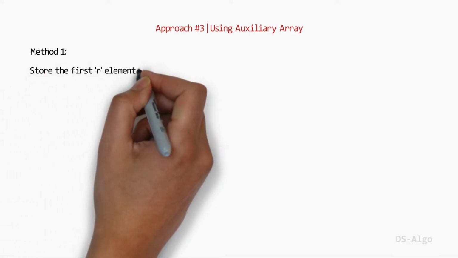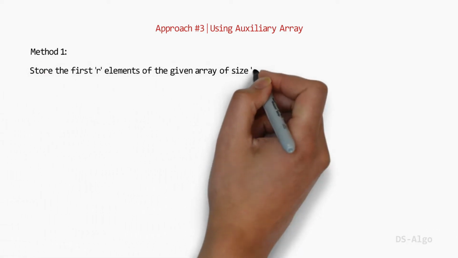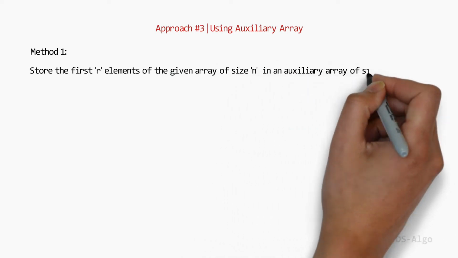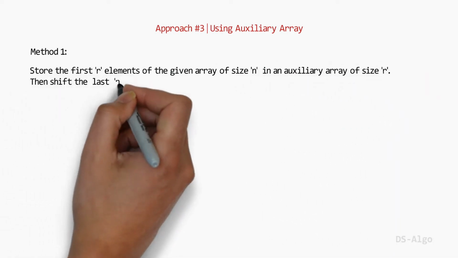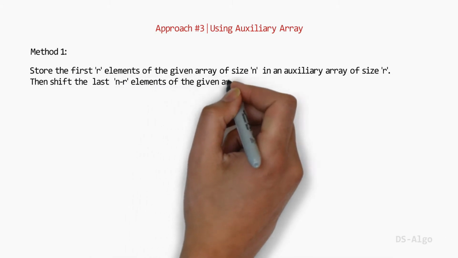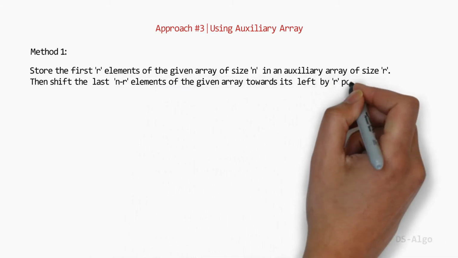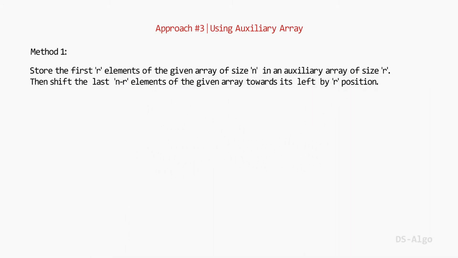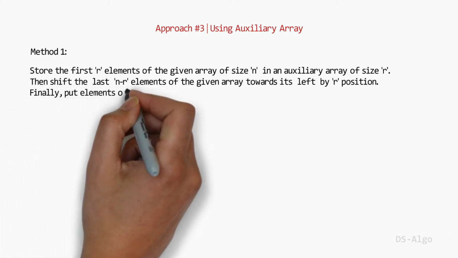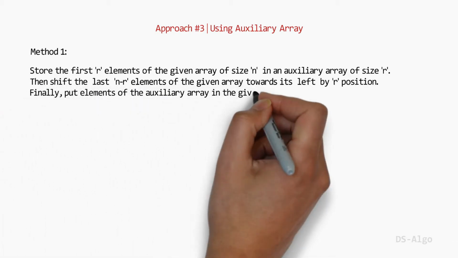Method 1. The concept of this algorithm is that it stores the first r elements of the given array of size n in an auxiliary array of size r. Then shift the last n-r elements of the given array towards its left by r position. Finally, put elements of the auxiliary array in the given array to the end positions.